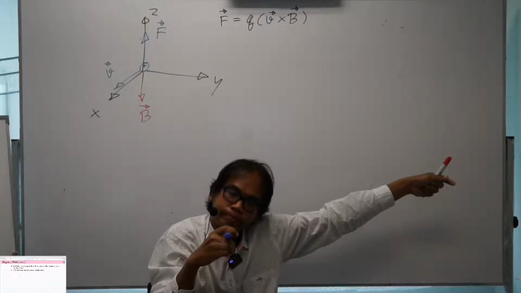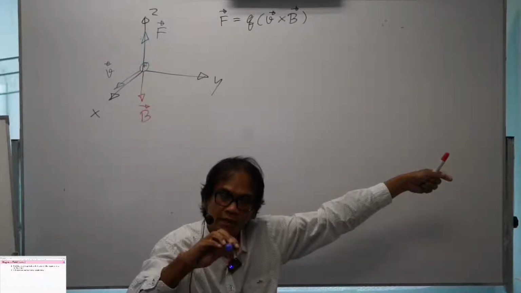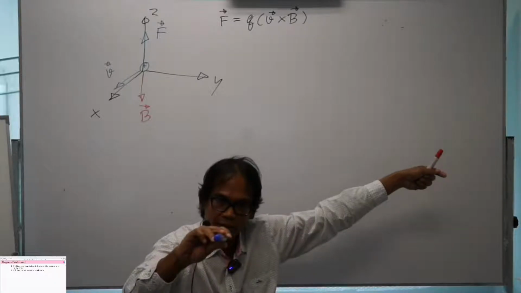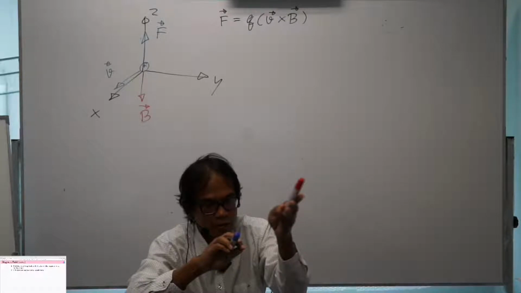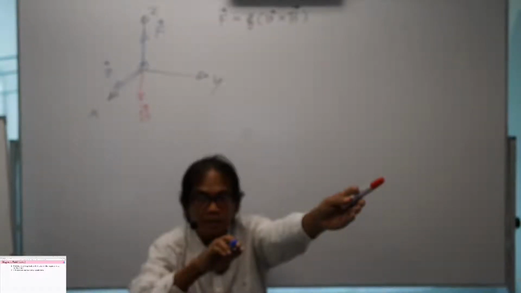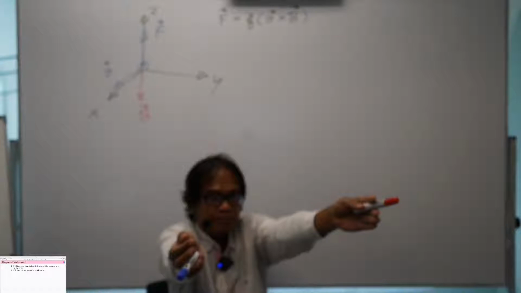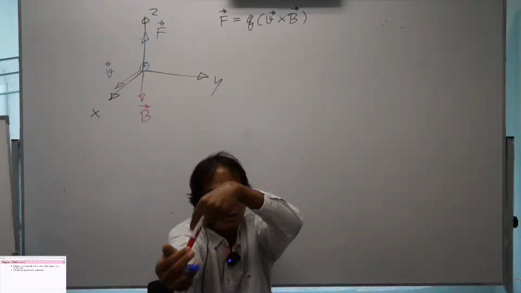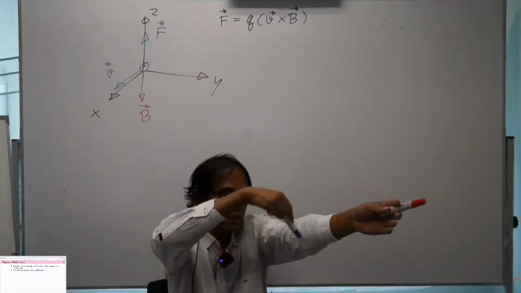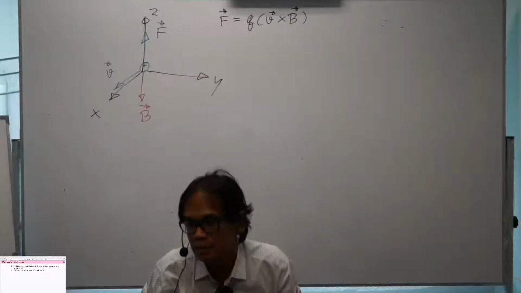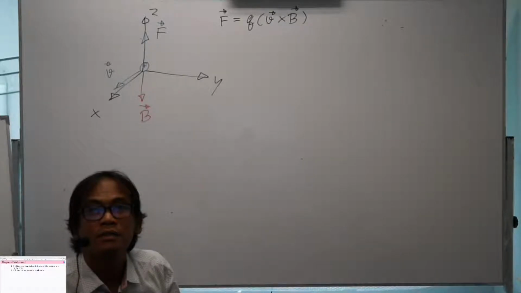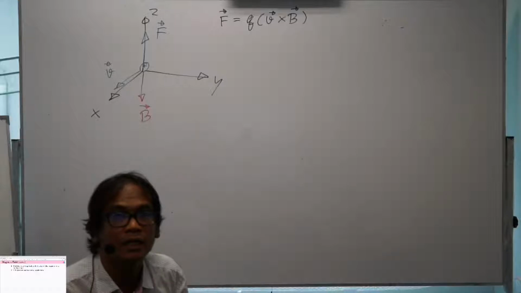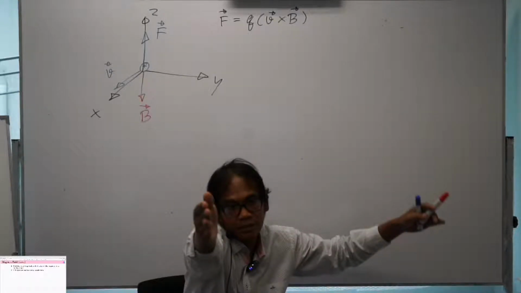The proton is moving along the x-axis, and there is a magnetic field pointing in this direction. The angle between the x-axis and the magnetic field direction is 60 degrees. This is vector v, this is vector B.